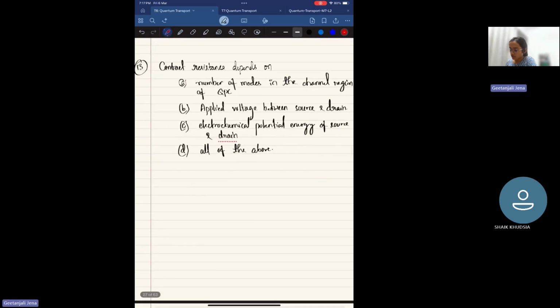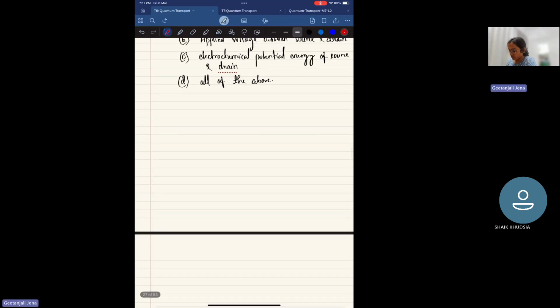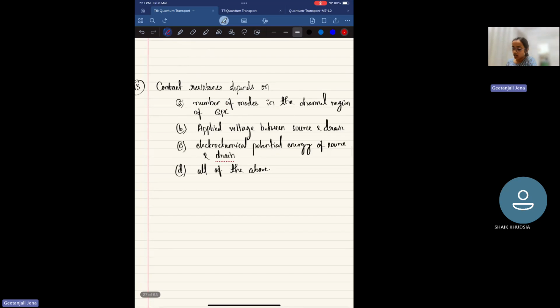I think this is the last question, then we'll start from week 7. Contact resistance depends on the number of modes in the channel region of the quantum point contact, or it depends on the applied voltage between source and drain, or option C, the electrochemical potential energy of source and drain, or it depends on all of the above. What is the dependence of contact resistance?